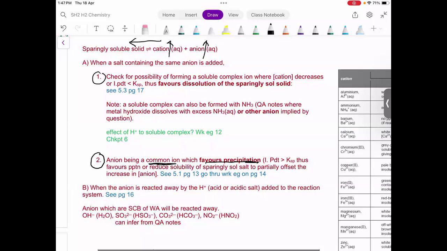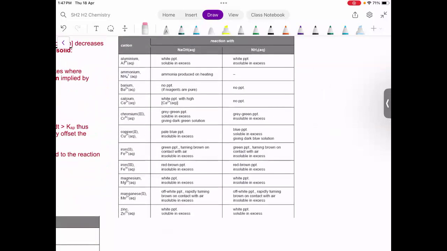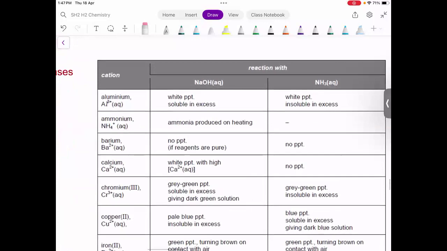For the first one, you need to check for the possibility of forming a soluble complex ion. The formation of this complex ion causes the concentration of your cation to drop. Because the concentration of cation drops, it will favor the forward dissolution process. If you look at what you have done under inorganic QA, let's look at the QA notes. Under this QA notes table, when you have sodium hydroxide as a reagent, notice that you form a lot of different PPT, right?